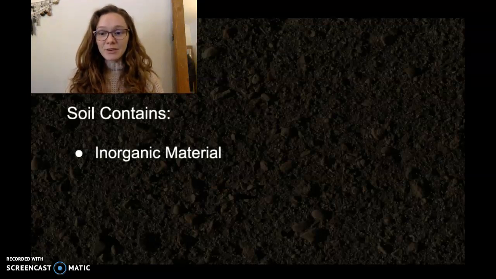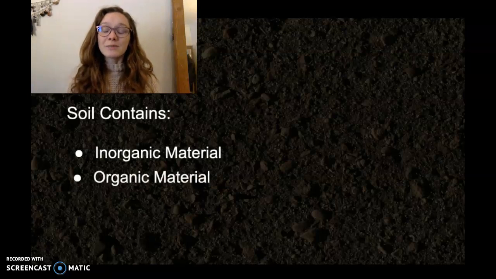After inorganic material, we also have organic material in the soil, things that are or were recently living. So this includes things like dead plants, fallen leaves, decaying animals, animal poop. All sorts of biological factors produce material that gets broken down and incorporated into the soil.